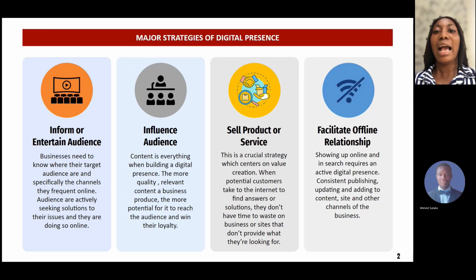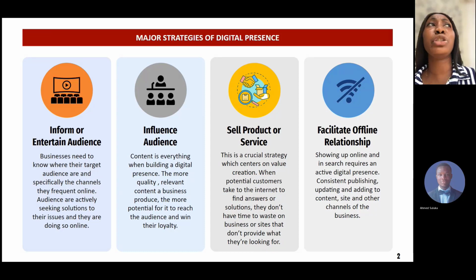And lastly, we'll be looking at the major strategy, which is facilitating offline relationships. Everything is not just all about online, my people. You need to facilitate offline relationships with your customers. Showing up online and in search requires an active digital presence: consistent publishing, updating and adding to content on sites and other channels of the business. That is what we think businesses should do so as to increase their chances of digital presence online.